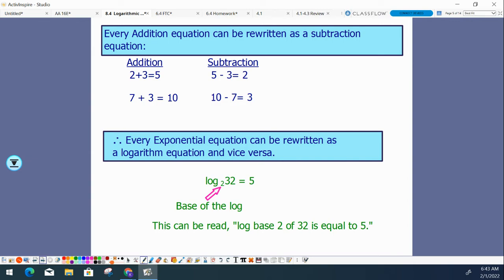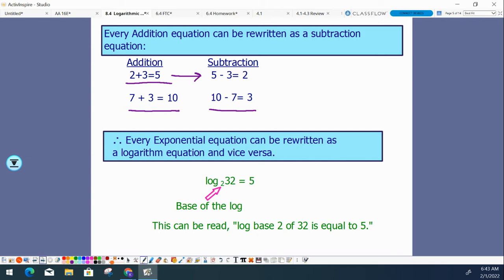So I want you to think about when you first started learning about subtraction, you may have written subtraction equations that go along with addition equations. So 2 plus 3 equals 5 could also be rewritten as 5 minus 3 equals 2. If 7 plus 3 equals 10, then I know that 10 minus 7 equals 3.